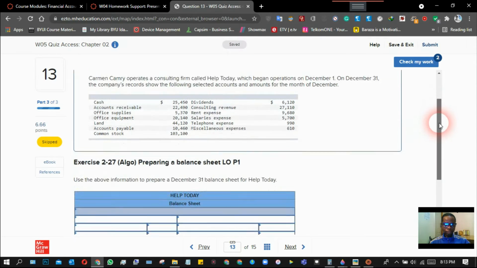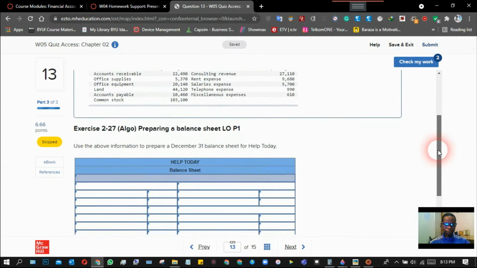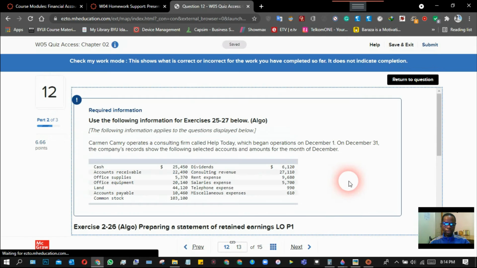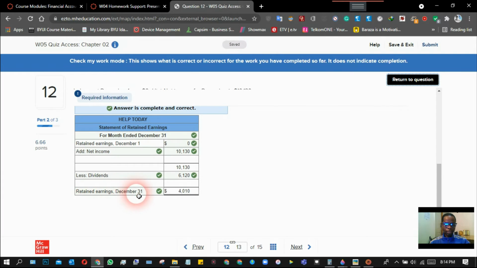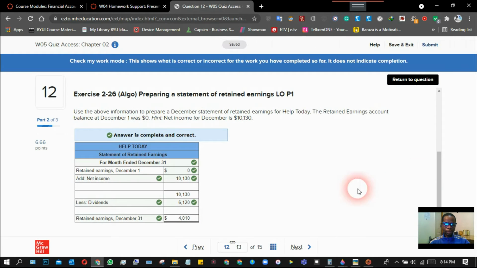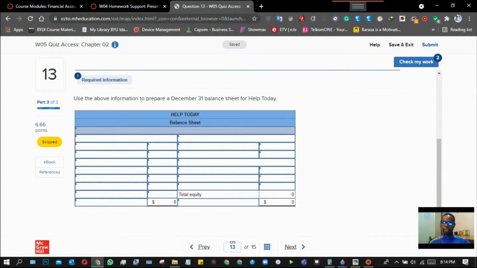Now the last question, they want us to fill up this balance sheet with the information that we've been given. Now remember that the retained earnings as of December 31st, we'll use this information in our balance sheet. So we need to remember the amount, the retained earnings at December 31. So in our balance sheet, we need to know that we need to use the balancing equation.